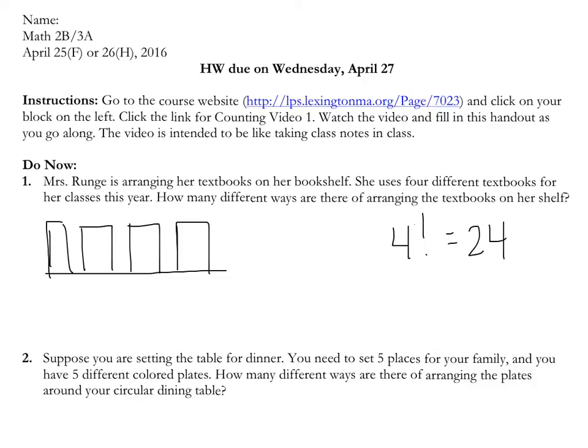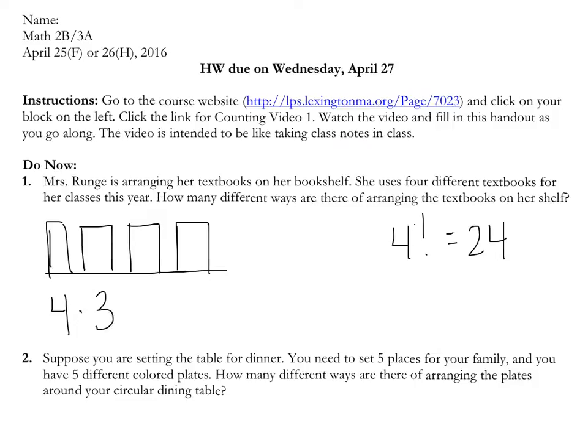So let's think about filling in these 4 slots on the bookshelf one at a time. Let's first think about filling in this slot on the bookshelf. If we haven't put any books on the shelf yet, there are going to be 4 different ways of picking a book to put in this first slot. Now, for each of those possibilities, once you fill in that first slot, there's only 3 books left to fill in the second slot. So there are 4 different ways that you can fill in the first one, and then for each of those, there's 3 other ways of filling in the second one.